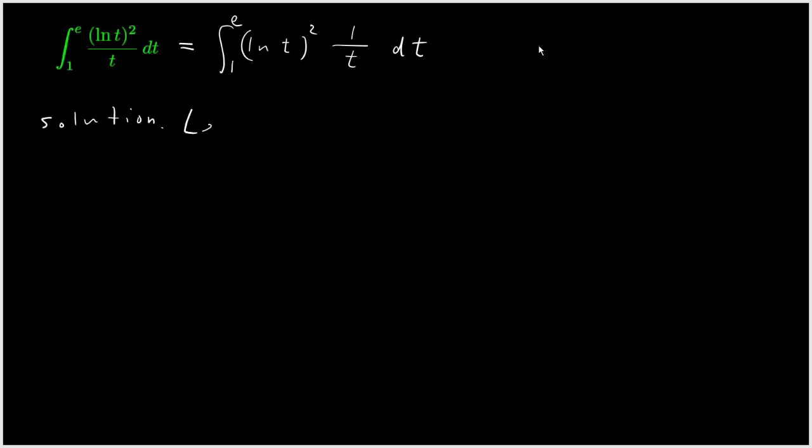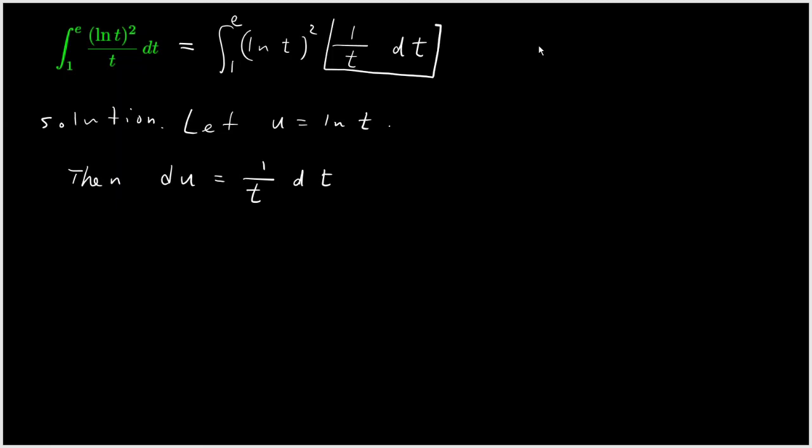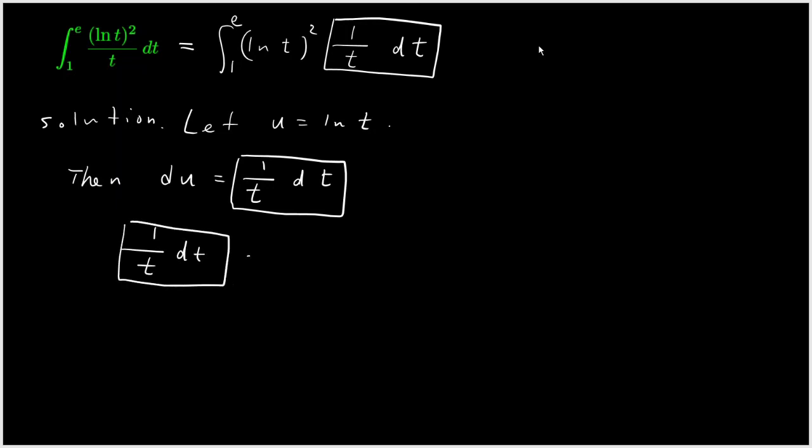So we let u be natural log of t, and then we compute du, the differential of u, which equals the derivative of natural log of t, which is 1 over t, and then times dt. We put the other factor together with dt as a whole, and then we identify the whole thing in the box from the differential. So 1 over t times dt, the whole thing in the box, equals du.